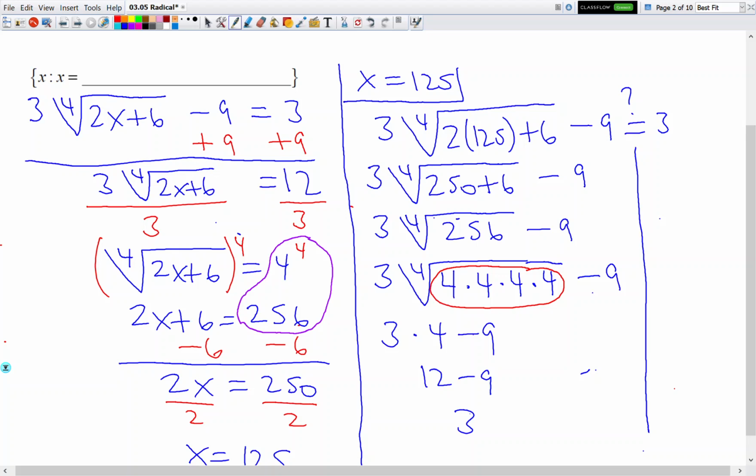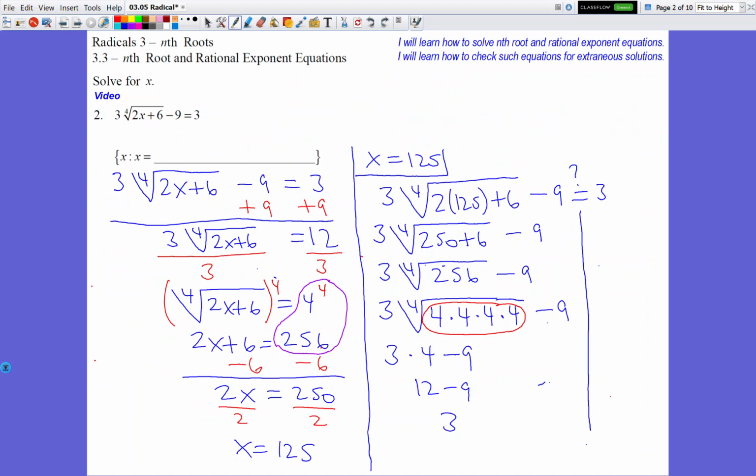Okay, so let me show you the entire page, the whole problem. You're going to compare the left side to the right side. You got 3 on the left, you got 3 on the right. These guys match. That's exactly what I'm looking for, so we are happy. So your answer for this problem can be officially declared 125. Okay, all right, next problem.